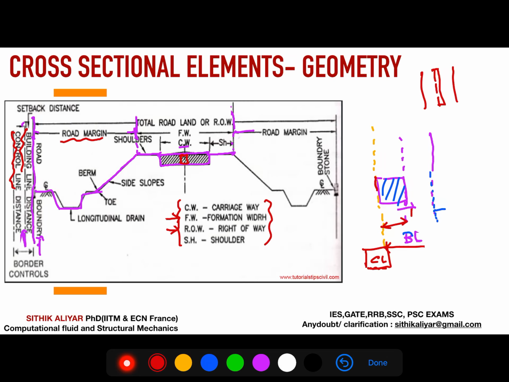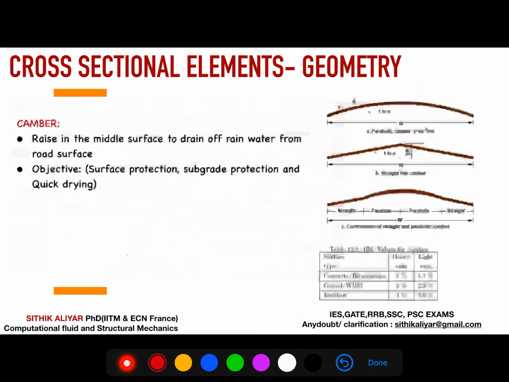Okay, so I hope from this slide I made you clear what is control line, what is building line, where the road boundary ends, what is the road margin, what is carriageway, what are shoulders, what is formation width, and what is right of way. If you didn't understand, try to at least Google these terms and see some Google images, you will understand. So have this figure in your note. This is what we are going to discuss one by one in the coming few minutes.